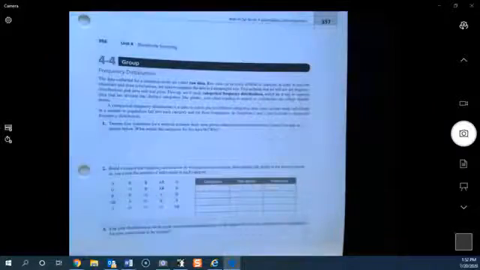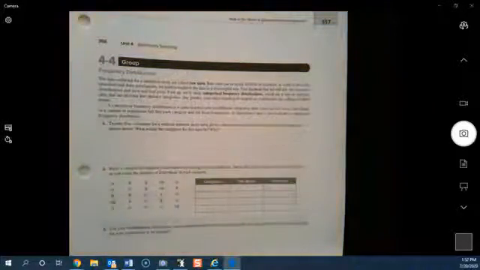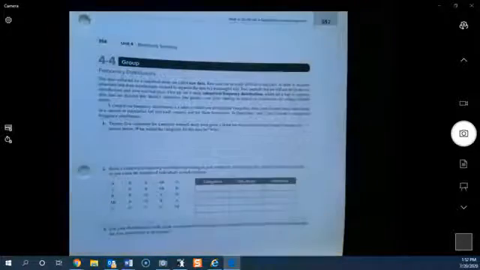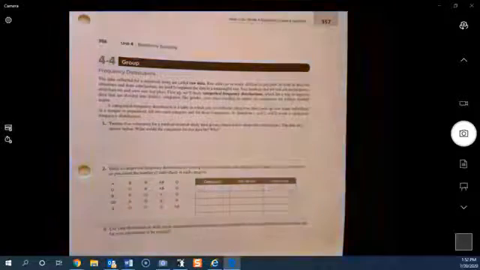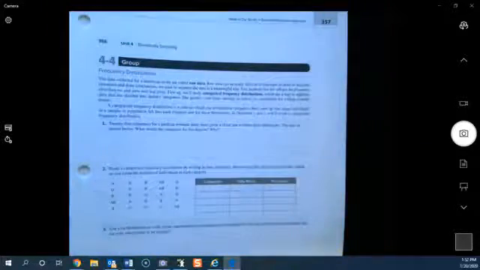We have frequency distribution. Now, it says here the data collected for a statistical study are called raw data. Raw data can be really difficult to interpret. In order to describe situations and draw conclusions, we need to organize the data in a meaningful way. 2 methods that we will use are frequency distributions and stem and leaf plots.